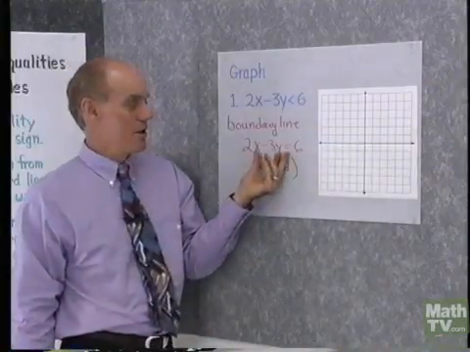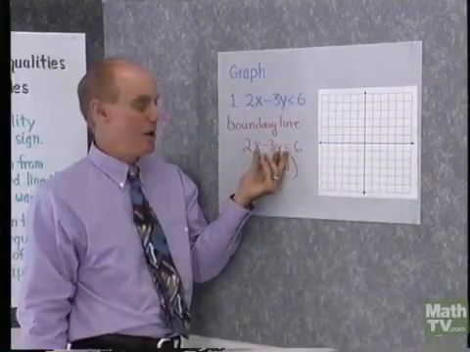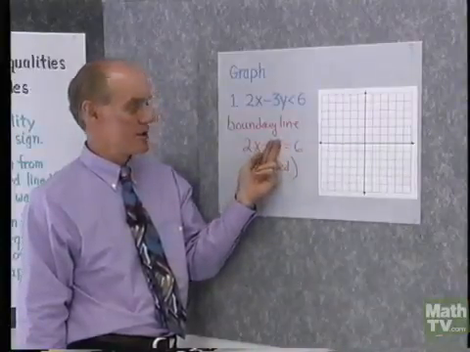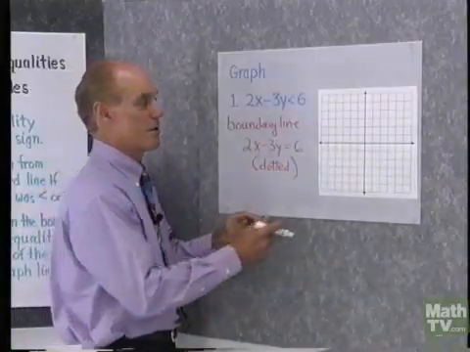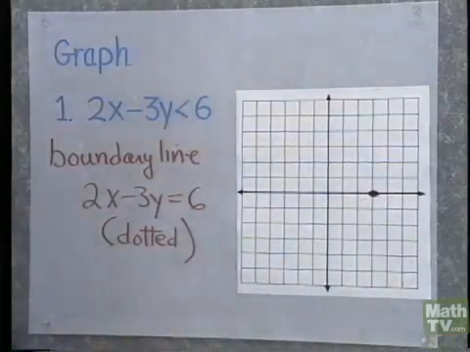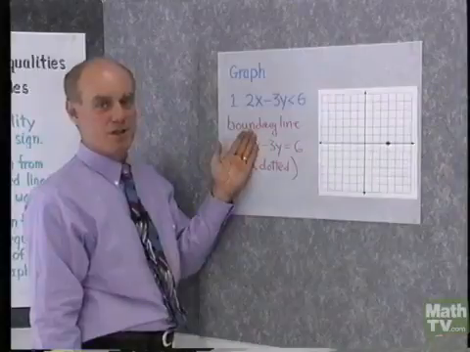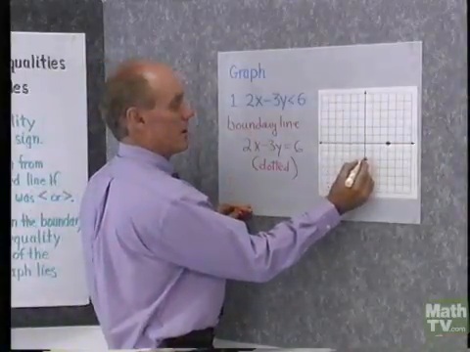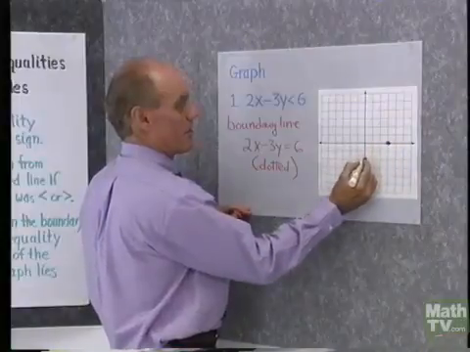So I want to graph this equation here very quickly. I'm just going to do it by graphing with intercepts. I'll let y be equal to 0 and see that x is equal to 3. So x is 1, 2, 3. That's this point right here. And when x is equal to 0, you can see that y is equal to negative 2. So y equals negative 2. So here are my intercepts for the boundary line.